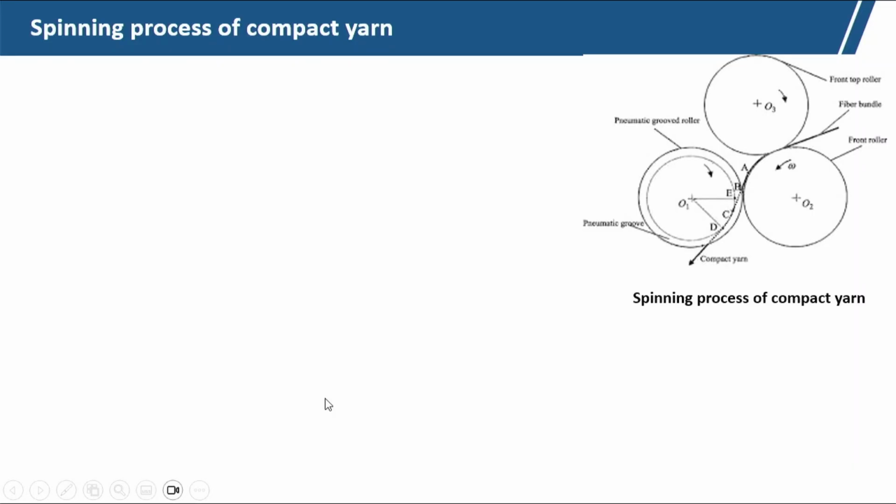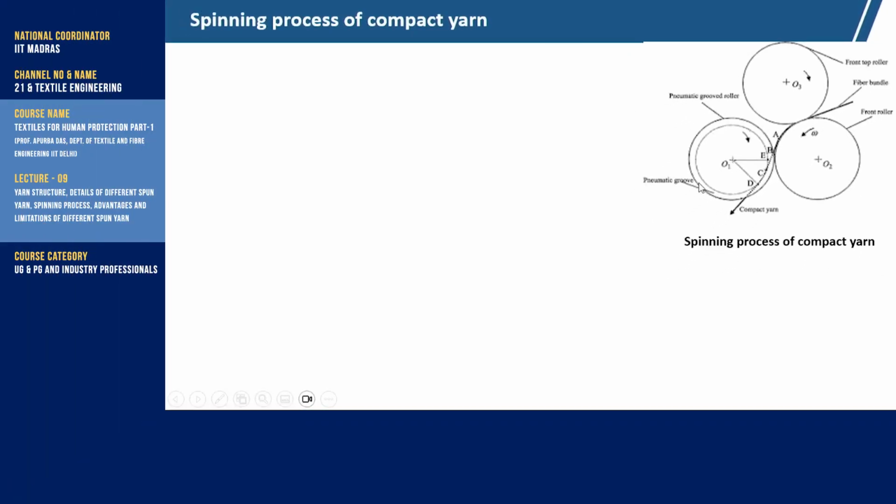Now, you can see here, this is the frondular nape, and here there are different systems. Here this grouped roller which is provided, which actually reduces the width of the spinning triangle.